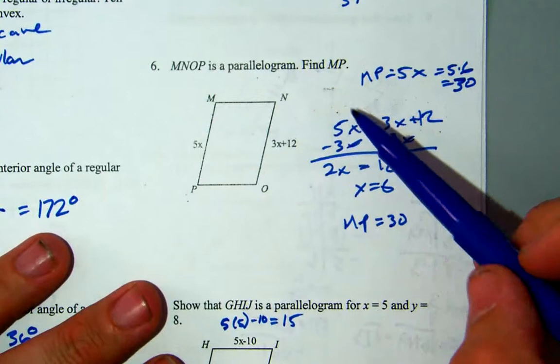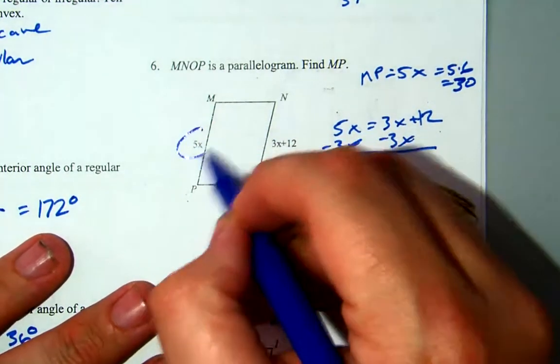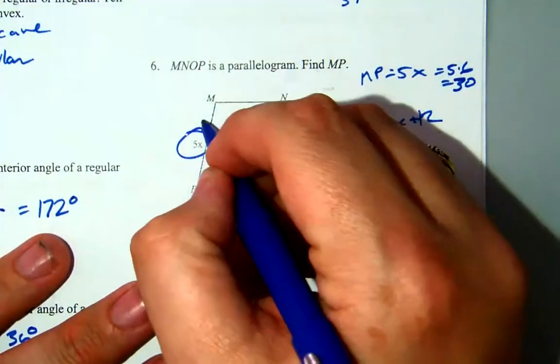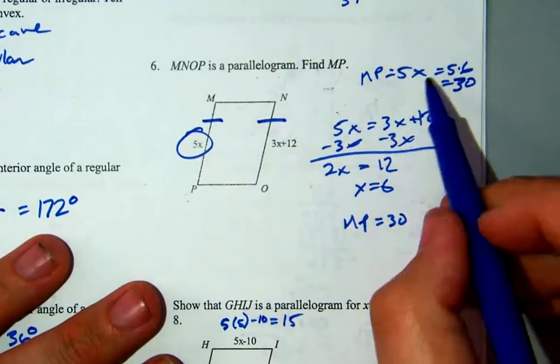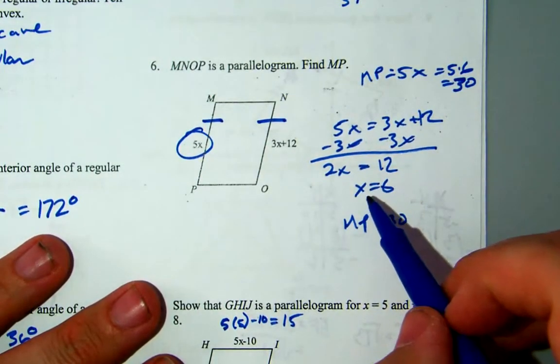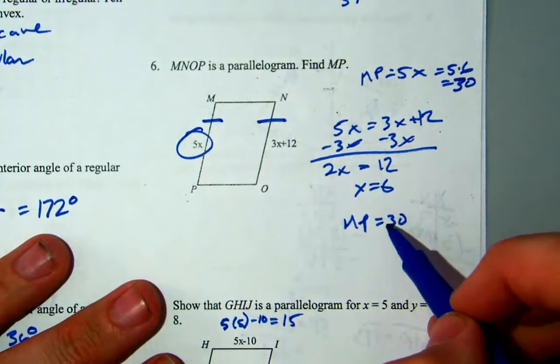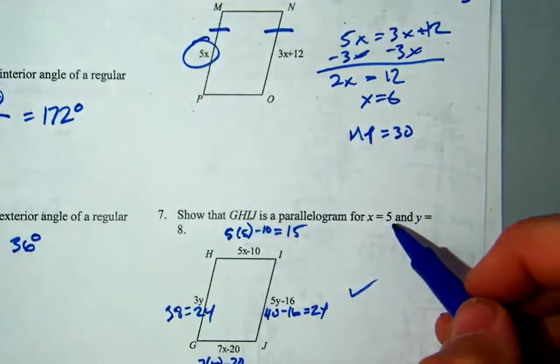For number 6, MP right here is 5x. We also know that these two sides are equal. Set them equal to each other. Subtract 3x, solve for x. Get x equal to 6. Plug 6 into 5 times x and get MP is equal to 30.